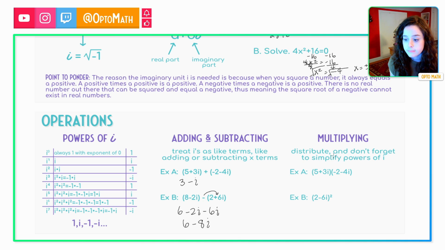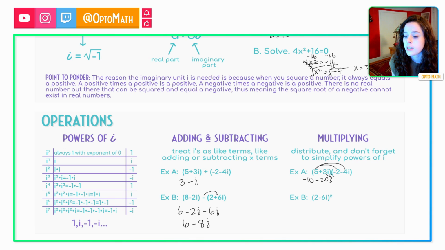Finally, let's multiply, distribute, and then don't forget to simplify powers of i. So that's our rule: if we have i squared, it becomes -1. So we're going to distribute. 5 times -2 is going to be -10. 5 times -4i is -20i. So just like if you had an x, 5 times -4x is going to be -20x. If it's an i, it's going to have the i there.